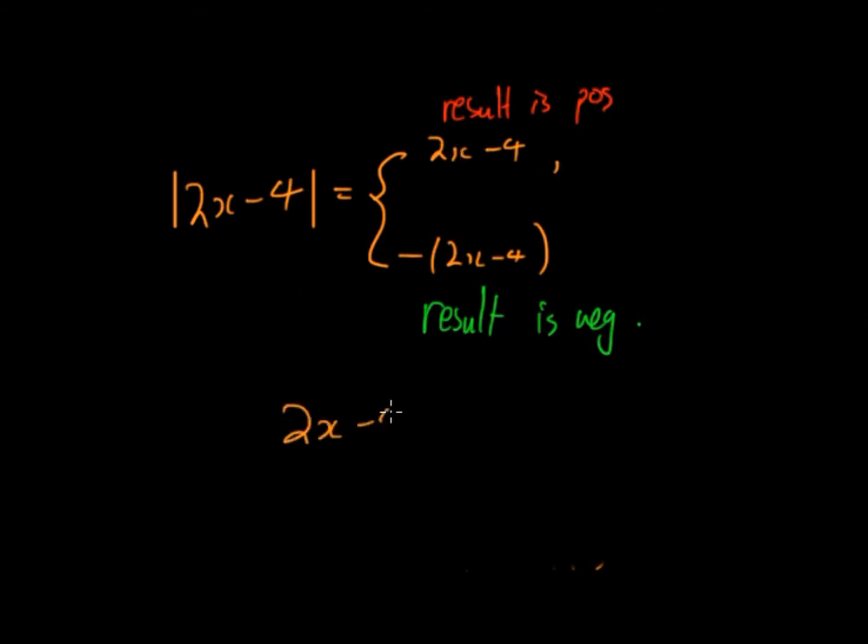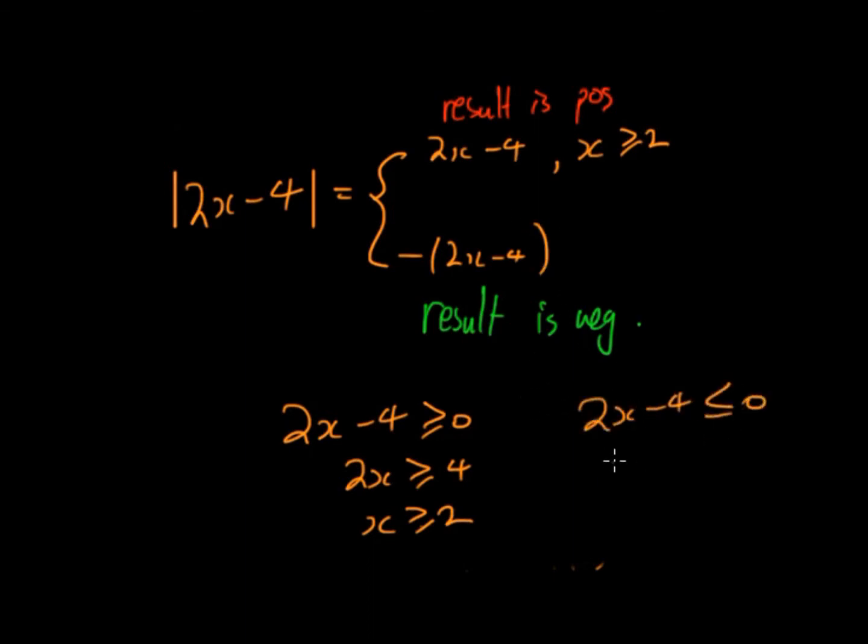Well, that means 2x minus 4 must be greater than or equal to 0. So 2x must be greater than or equal to 4. So x must be greater than or equal to 2. So we can say x is greater than or equal to 2. Then for negative of 2x minus 4, that means 2x minus 4 is less than 0. So 2x is less than 4. So x is less than 2. And then we just say x is less than 2.